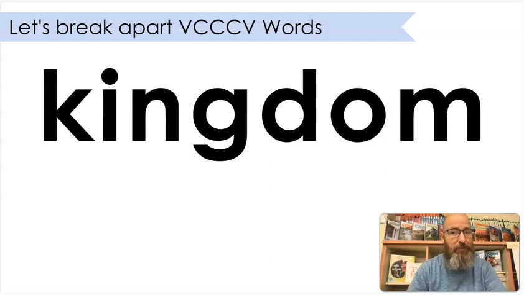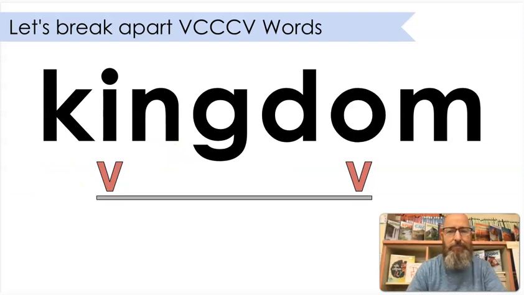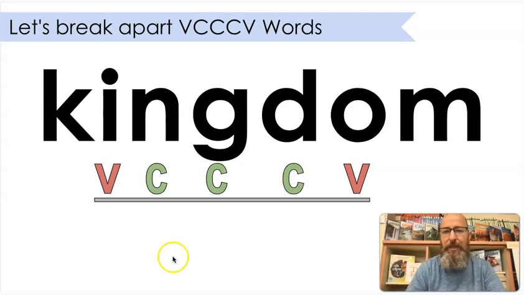Again, what's the first step? Label the vowels. I see an I and an O. I'm going to do that. What do I do after I label the vowels? I build a bridge. That's right. What do I do after I do that? I label the consonants. I heard you. So I'm going to label those consonants, the N, the G, and the D.